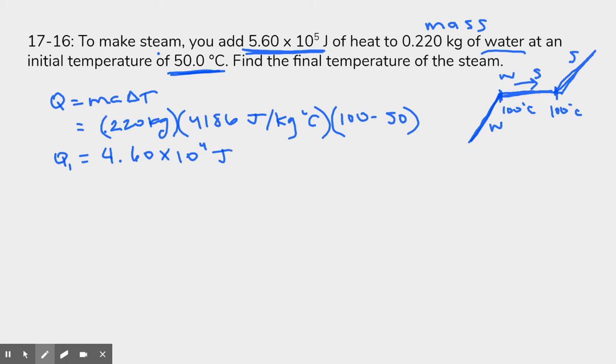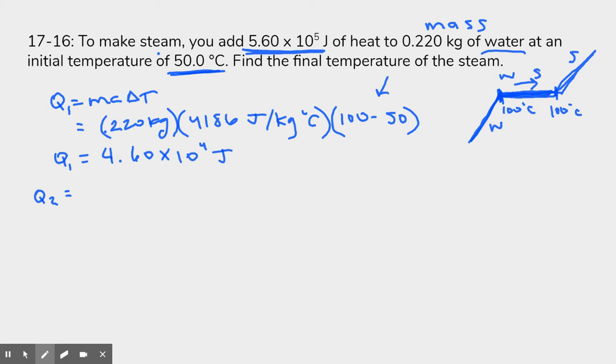Okay, now we're going to have to find a second Q value. And this time we need to know how much heat has to be added once we've hit this 100 degrees Celsius point. How much heat has to be added here in order to get it to fully convert to steam? So we'll call that Q2. Now remember, we're not going to use the same Q formula for this one. Since we're staying at the same temperature, we can't use Q equals mcΔT because this value would go to 0 and it would cause the whole thing to equal 0.